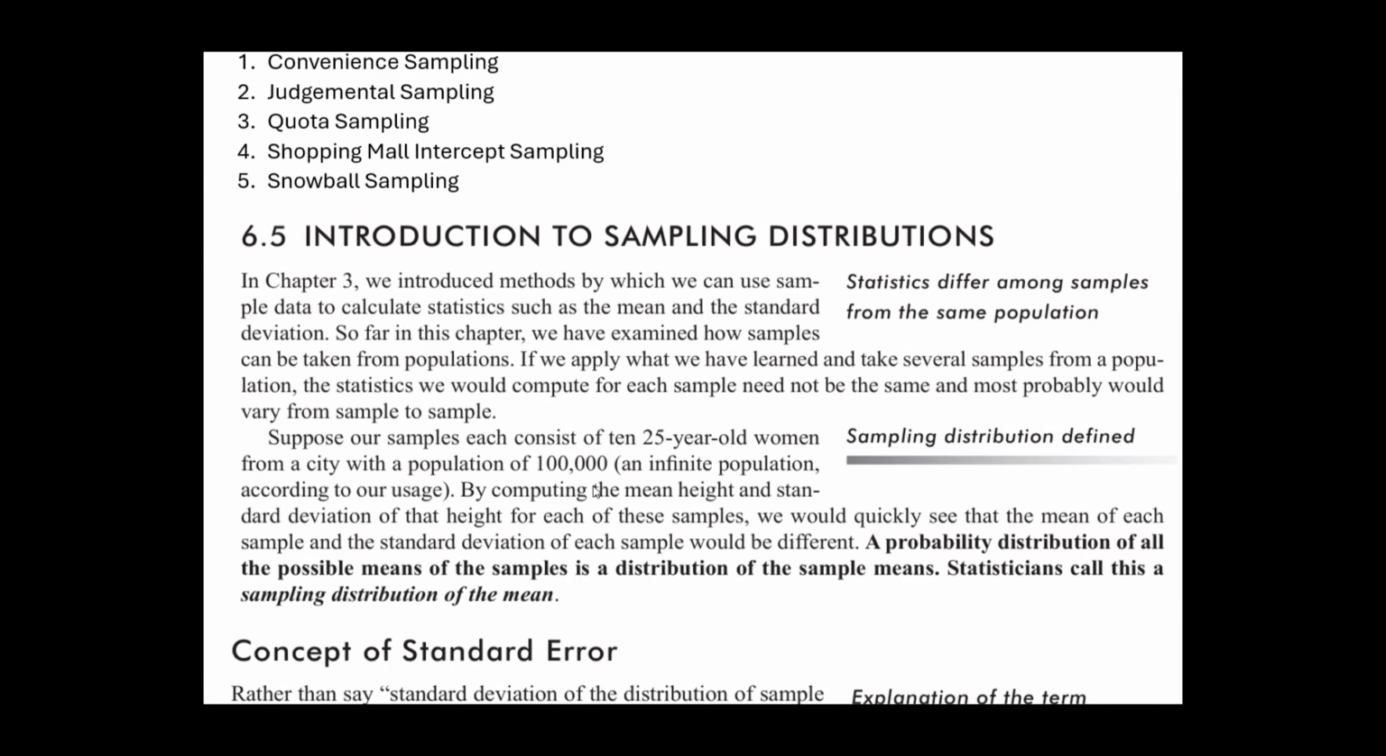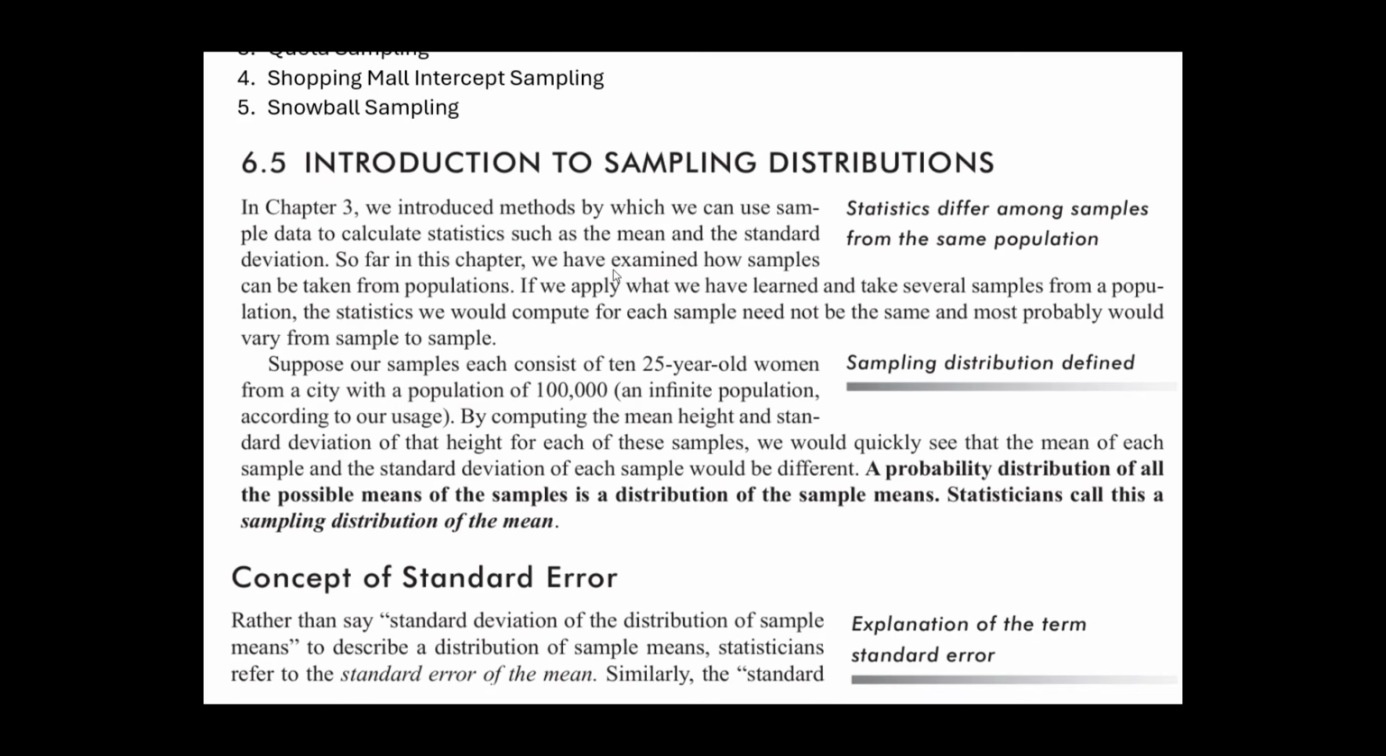Now let us go to the sampling distribution. So what exactly is a sampling distribution? Statisticians use this sampling distribution. A probability distribution of all possible means of samples is a distribution of sample means. Statisticians call this a sampling distribution of the mean.